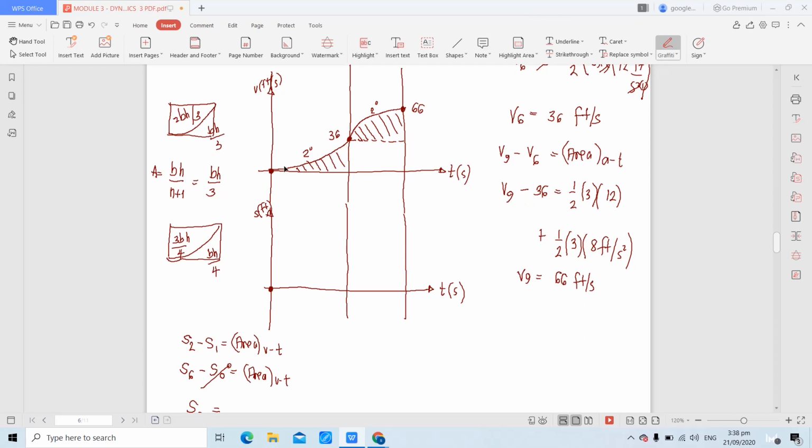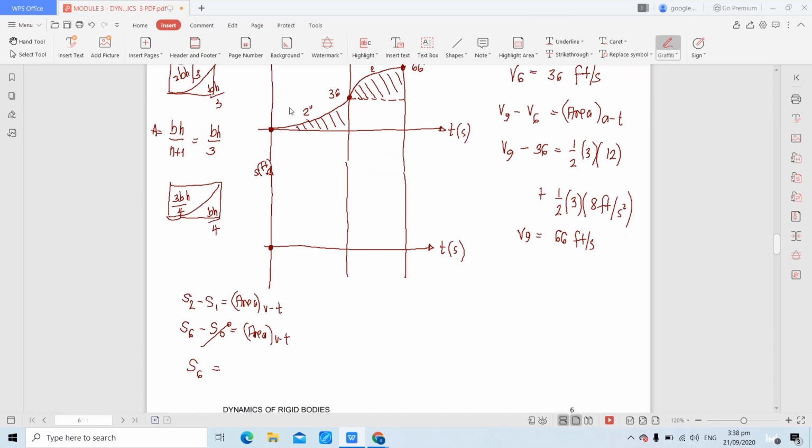Minimum area of a second degree curve. Ito tayo. BH over 3. Ano ba yung base? Analyze natin. Ito yung base, di ba? And that is 6 seconds. Ano ba yung height? Ito yung height natin. 36 feet per second over 3. So, 6 over 3 is 2 times 36, 72 feet. No? That will be our position at 6 seconds.